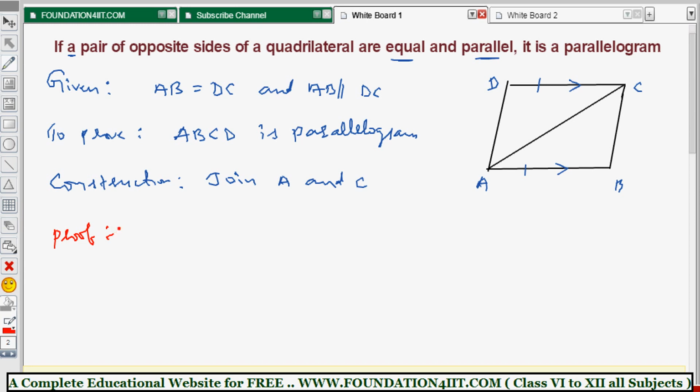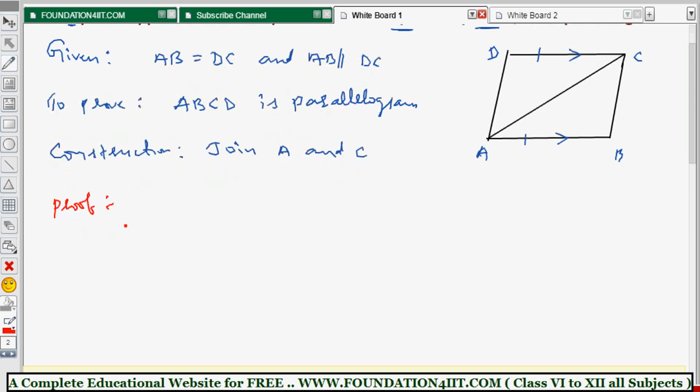From triangle ABC and triangle ADC, from these two triangles we have to prove first that they are congruent. To prove congruence we can take any one axiom. First we will write the given data. From the given, AB is equal to DC, right? So AB is equal to DC. This is the given data.